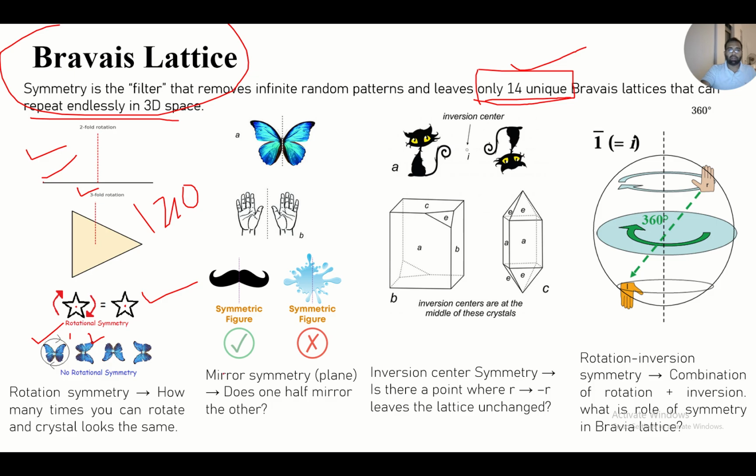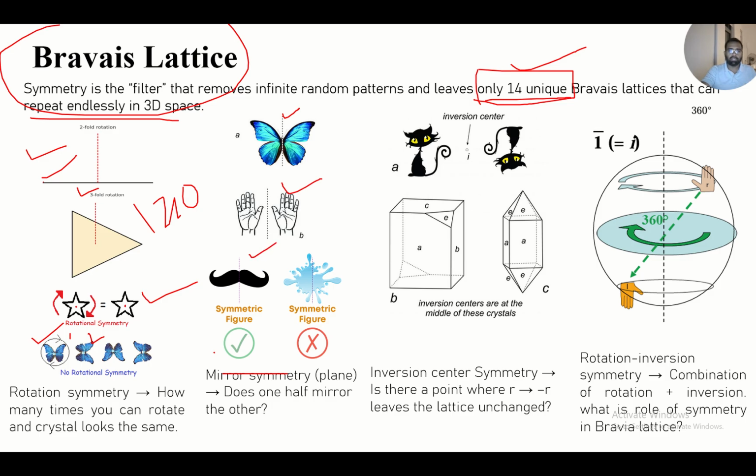Then comes the mirror symmetry. In this case, we have a particular plane, and you can see yourself in a mirror, or in this you can see this plane. So for this butterfly, both sides of this plane are similar. So this is called mirror symmetry. Also see in your hands, there is a mirror symmetry.